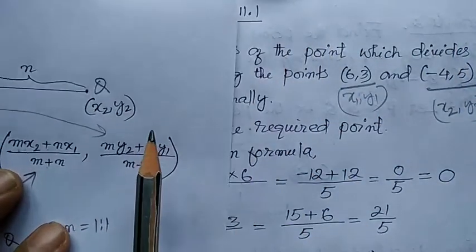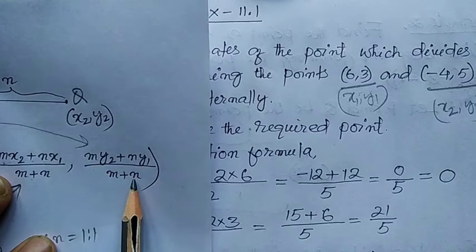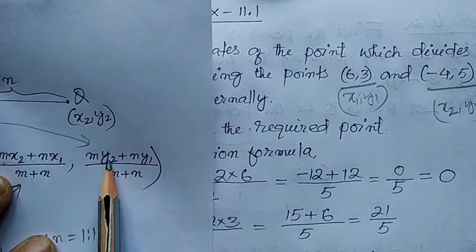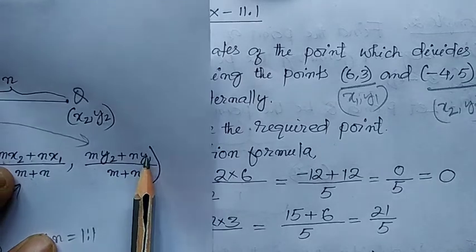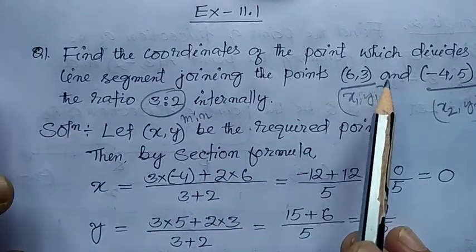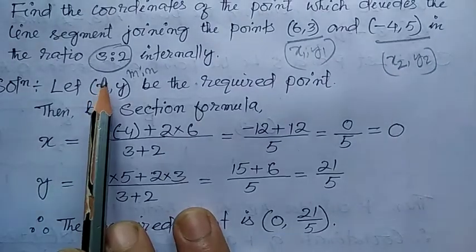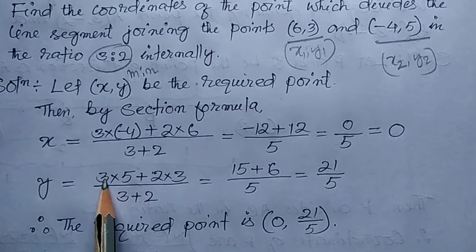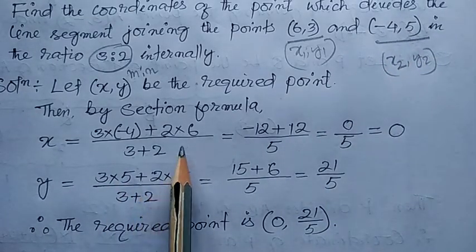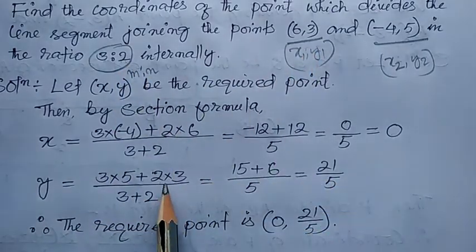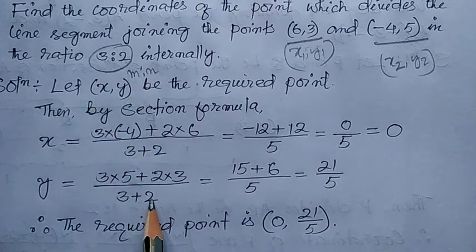To find y value according to section formula, m y2 plus n y1 divided by m plus n. That means we have to multiply m and y2 value, then add n into y1 value. So looking at these 2 points, we have m 3 and n 2. So y value: m y2, here y2 value is 5, plus n y1, n is 2, y1 is 3, so 2 into 3, divided by m plus n, 3 plus 2, again we get the same thing.